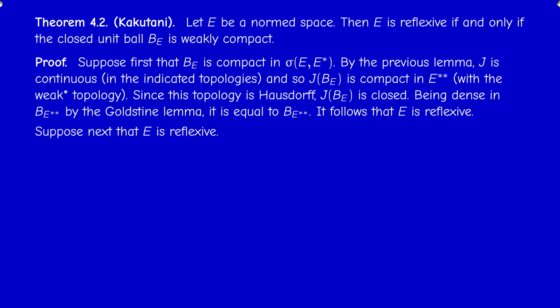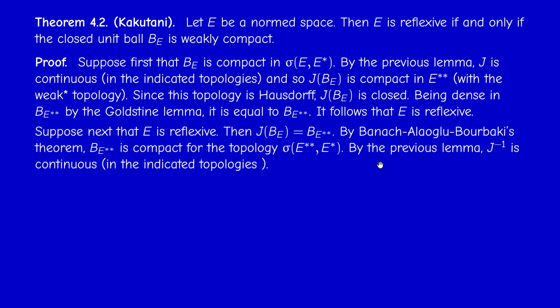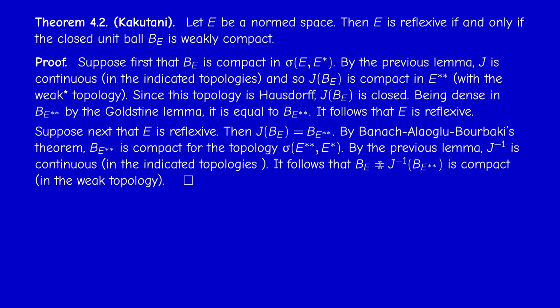Okay, now conversely, suppose that E is reflexive. Then we know from the starting exercise that J maps the ball into the ball. And I know that BE double star, as a ball in a dual space, is compact when the space is equipped with the weak star topology. But J minus 1 is continuous in the indicated topology. Therefore, the image of BE double star under J minus 1, which is just BE, is weakly compact, and therefore the closed unit ball is compact in the weak topology. That's it.